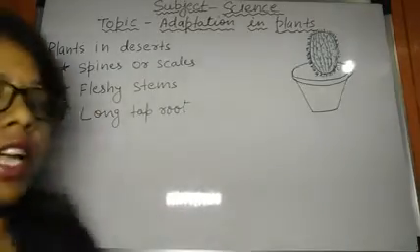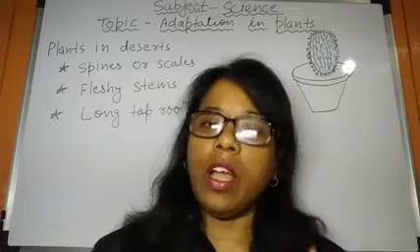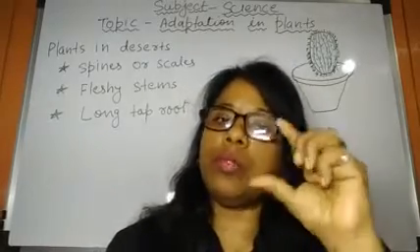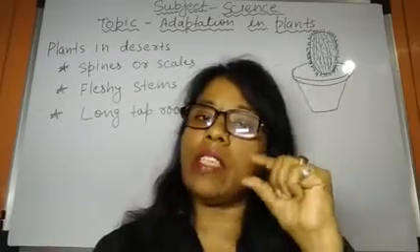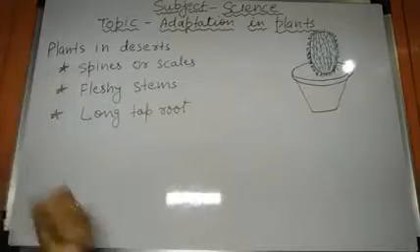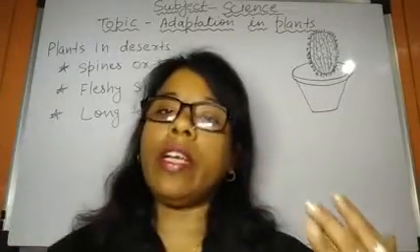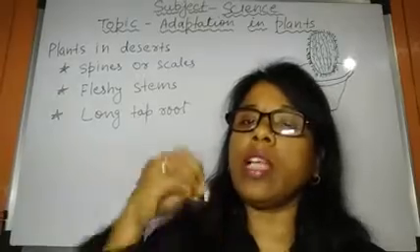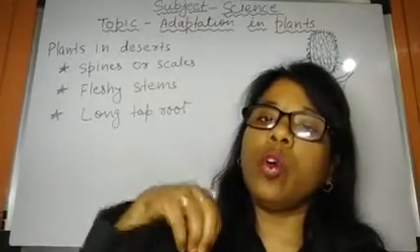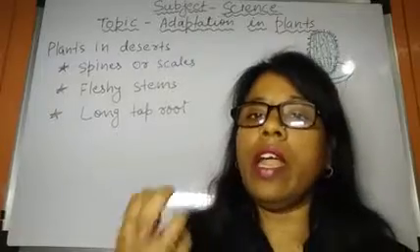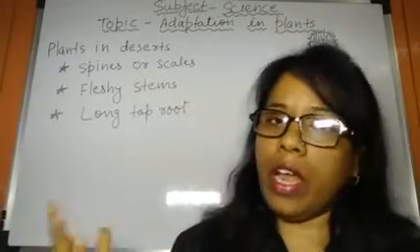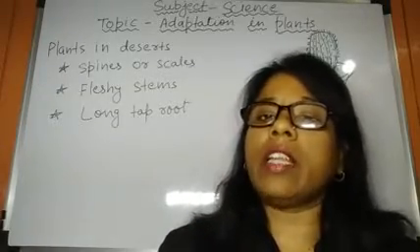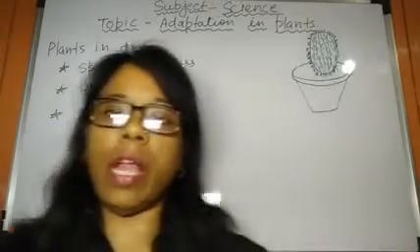Now fleshy stems are there. You might have seen the aloe vera plant. That aloe vera plant is also a desert plant. You can touch the aloe vera plant. It has a fleshy stem. And third one is a long taproot. Why is a long taproot there? Because if a long taproot is there, then the root can go very deep in the ground and take nutrition and whatever water is there. So these are the adaptations in desert plants.